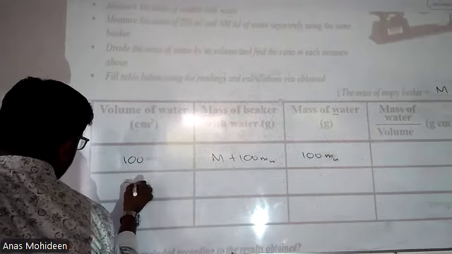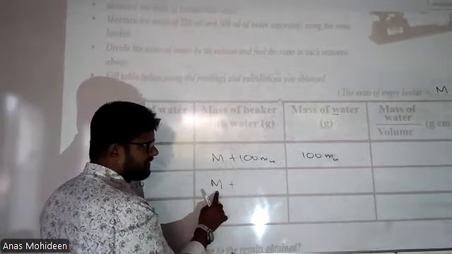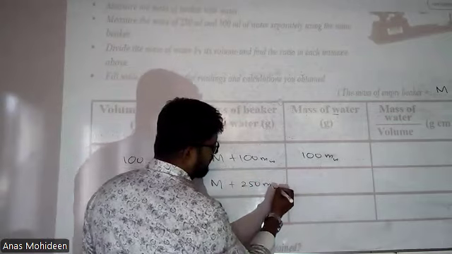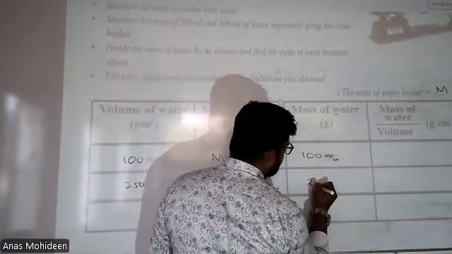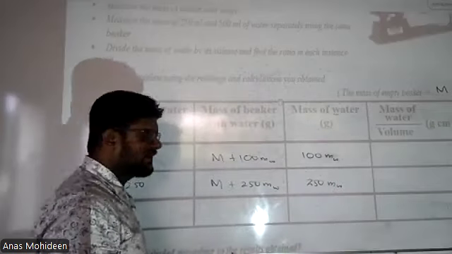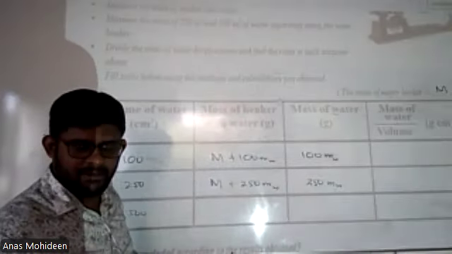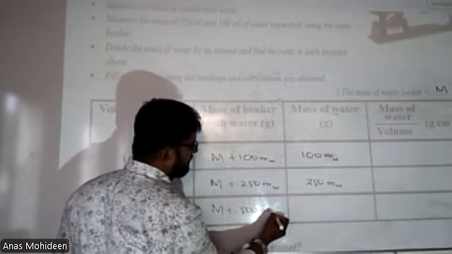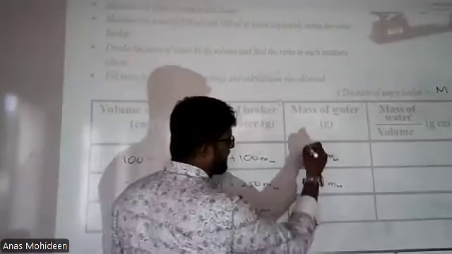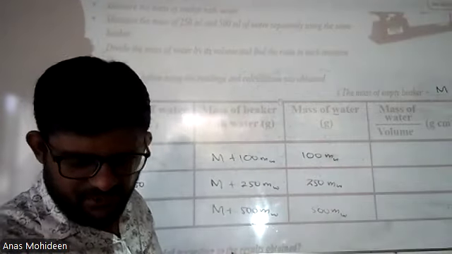Now what do I do? I'm going to take another one, around 250 ml, and again measure in the same way. When I measure the mass of the beaker, 250 mW is added, the mass of water is added. Then how much is the mass of water? 250 mW. Then in the same way I measure 500 ml, because a water beaker goes up to 500 ml. The mass of the beaker is M, and 500 mW is added. So how much is the mass of water only? 500 mW.